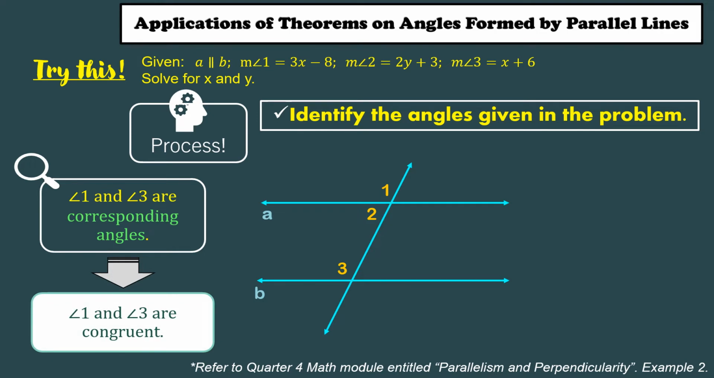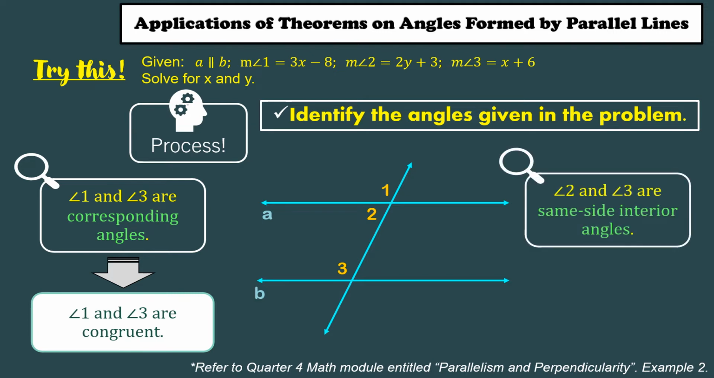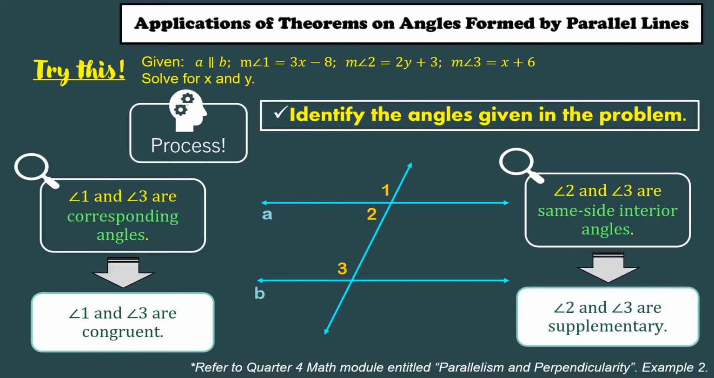Angles 2 and 3, on the other hand, are interior angles lying on the same side of the transversal. Thus, we can say that they are same-side interior angles. Based on the same-side interior angles theorem, we can also say that angles 2 and 3 are supplementary to each other. Take note of this as we look at the solution of the problem.